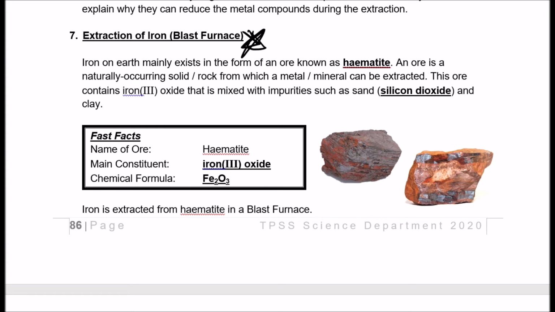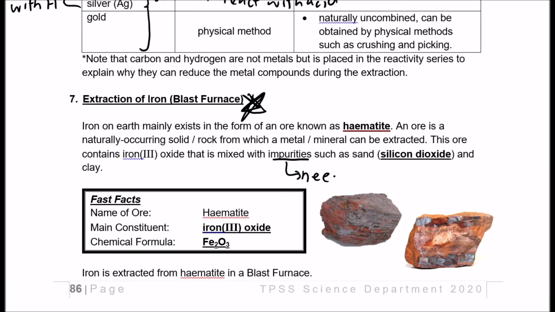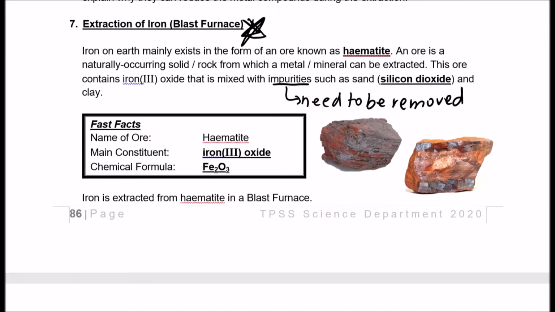Extraction of iron is a very important part of this chapter. Iron normally is found in the ground in the form of hematite. And because it's in the ground, there will be impurities such as sand, which is actually silicon dioxide.